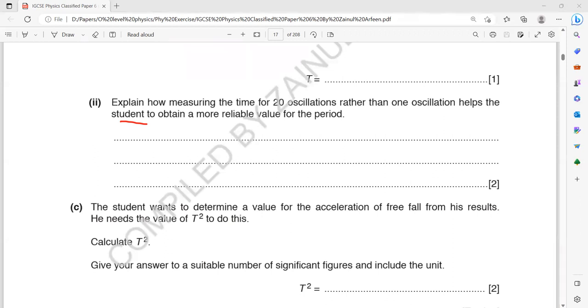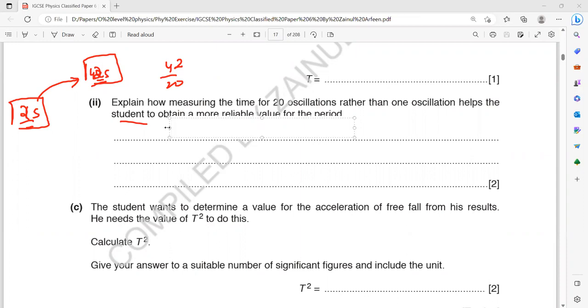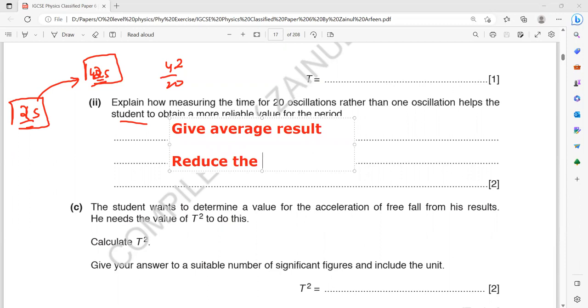You can see, instead of recording the time for one oscillation, say 2 seconds, you record the time for 20 oscillations. That may be, for example, 41 or 42. When you measure the time for one, you get 2, but when you measure for 20 oscillations, you get 42. So you do 42 divided by 20 and you get an average, because the average is the total divided by the number of values we took. So instead of taking one swing directly, we took 20 swings. Whenever such a question is there, this will give an average result, and it reduces the percentage uncertainty in the results. Or you can also say it reduces the error due to reaction time.